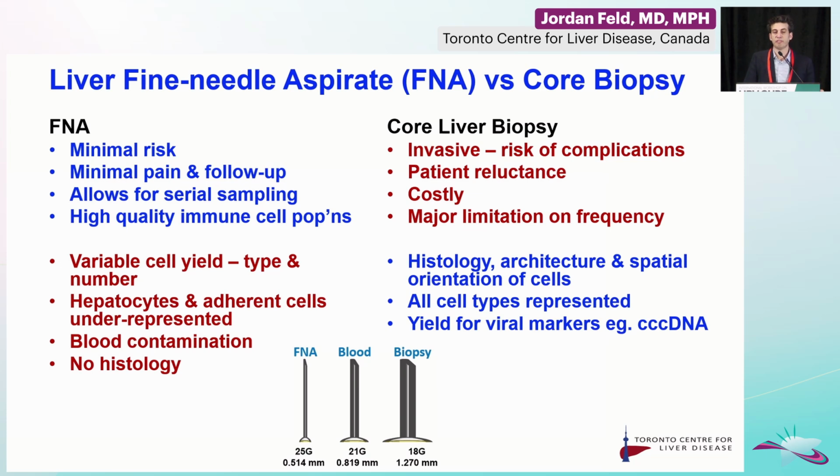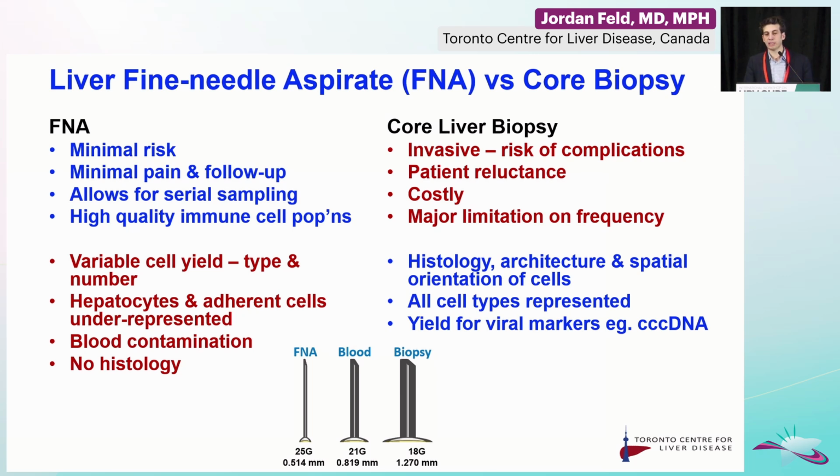And you really do get very high quality immune cell populations, which I'll show you. But the downsides are that you get variable cell yield, both the type of cells and the number of cells, and that's particularly true for hepatocytes and adherent cells that are a bit underrepresented, like macrophages. There is a problem with blood contamination, which can be overcome, but it's still a challenge. And of course, we don't get any histology.